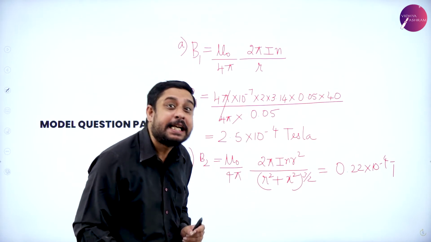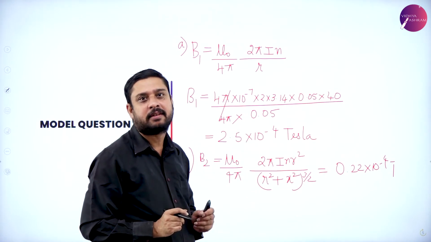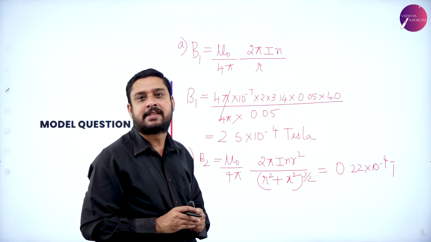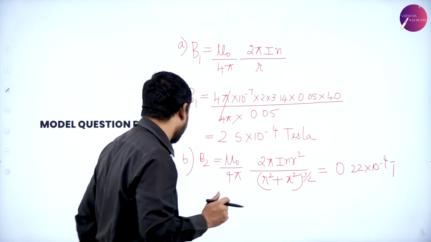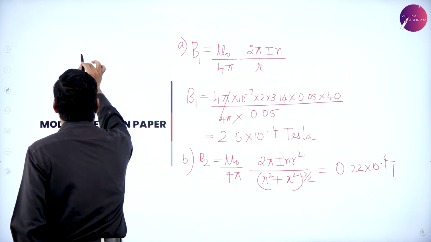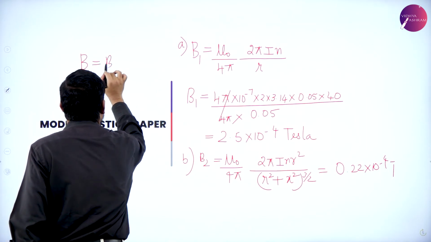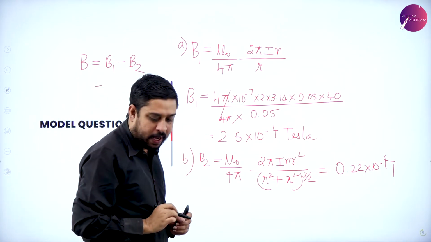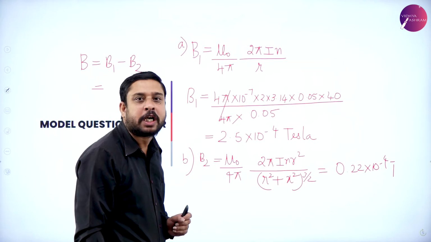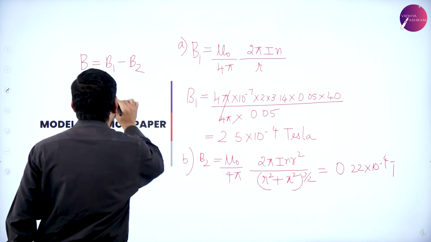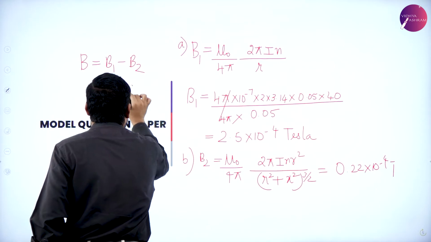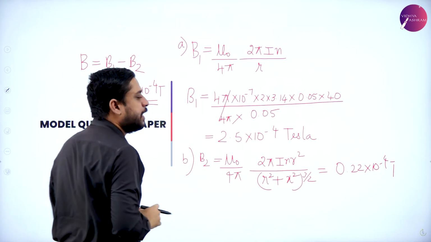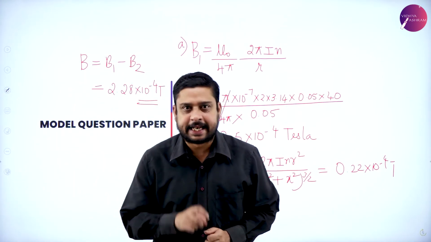But I want a resultant magnetic field at the center. And keep in mind, the current in both the coils flow in opposite direction. So B is B1 minus B2. Why B1 minus B2? That is because the current flows in opposite direction. And therefore, 2.28 into 10 power minus 4 Tesla. The next one.